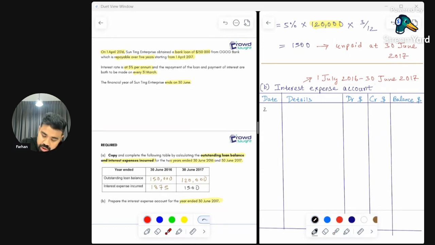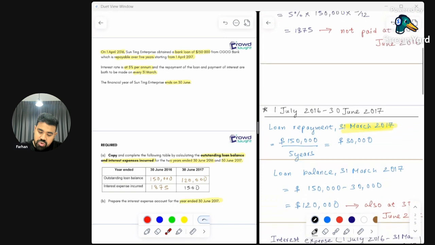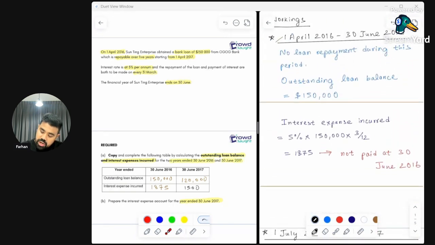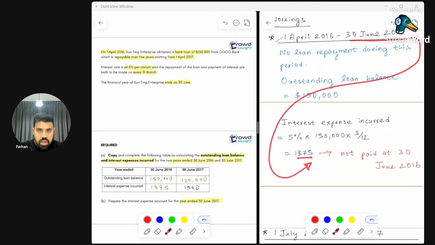So obviously, we're going to start the year with the opening balance on 1 July 2016. And that opening balance is the unpaid interest expense from 30 June 2016. Okay, so I'm going to scroll back up and I need you to focus. All right, so let's scroll back up to the interest amount that we had calculated at 30 June 2016. And that was $1,875. Okay, and we have made a note here that this interest expense was accrued and it was not paid at 30 June 2016. So this is an accrued interest expense, which we also call interest expense payable.